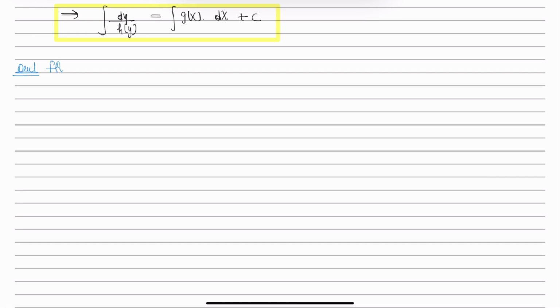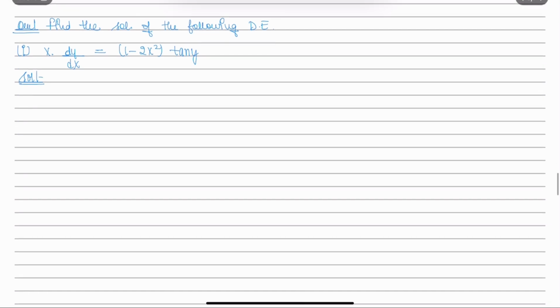Find the solution of the following differential equation. The first part says x into dy by dx is equal to 1 minus 2x square into tan y. To solve this variable separable form, we will collect the x terms on the right hand side and y terms on the left hand side.